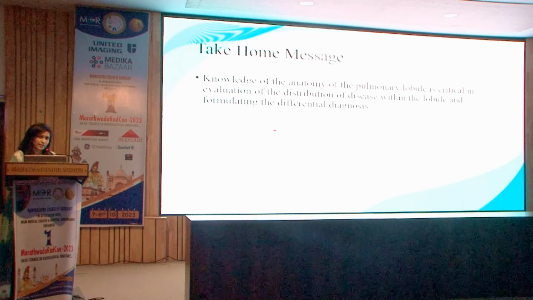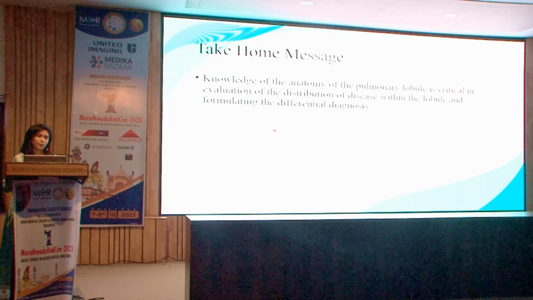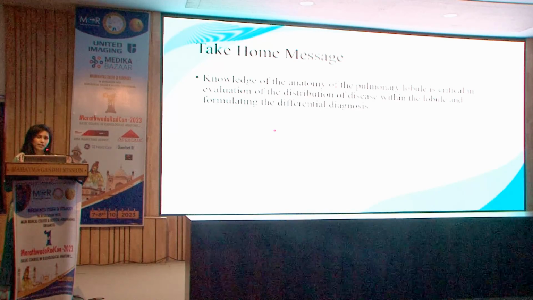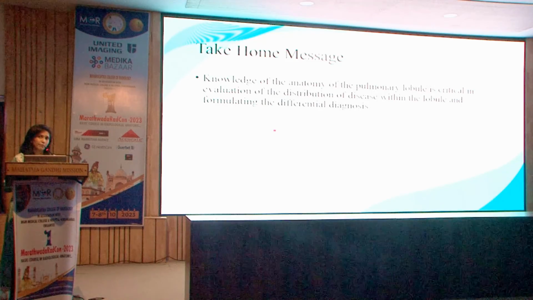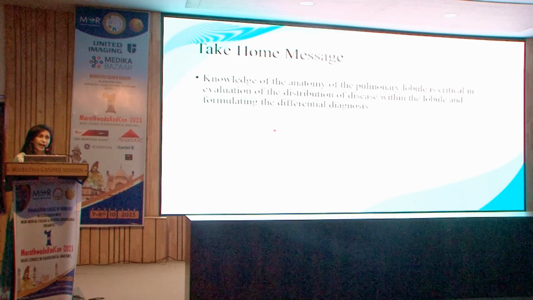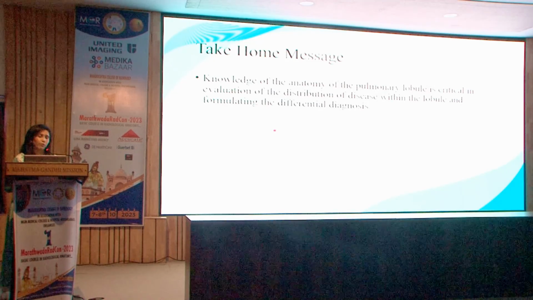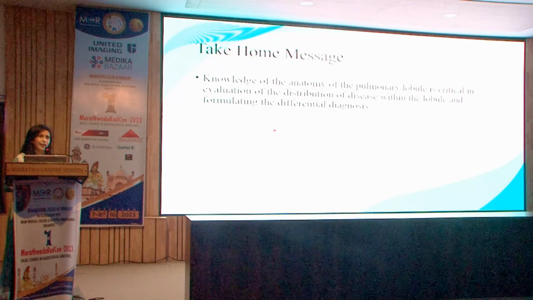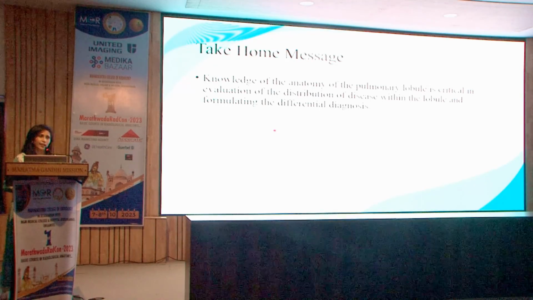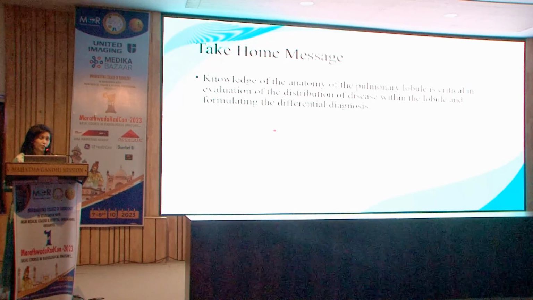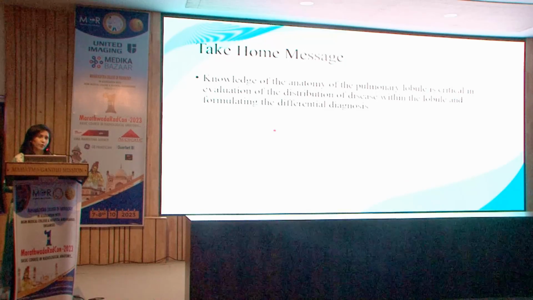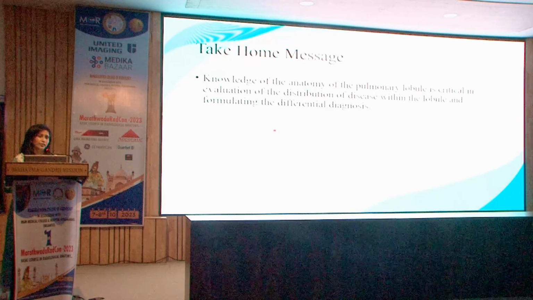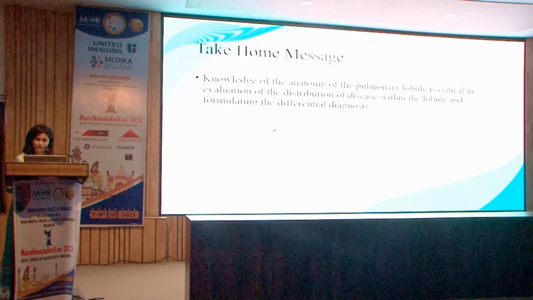So my take-home message would be, if we know the anatomy of the lobule and if we can really ascertain what kind of predominant picture is there on the HRCT, and if we are able to extract the proper clinical details from the patient, like if there is any history of smoking, if there's any history of joint pain, and so on and so forth, then we can really come to a diagnosis in most of the cases.